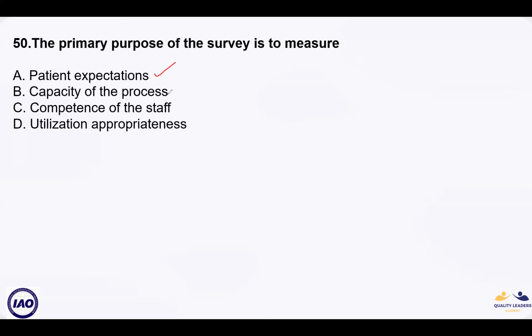Other options, capacity of the process. See, it's measured through statistical process control. This is not the right tool. Competency of the staff, it can't be measured through a survey. It is measured through credentialing. It is measured through peer review and direct observations. Okay. Utilization appropriateness, I mean, this is through utilization review of clinical charts, chart based, and is never a survey. Okay. Right option is patient expectations.